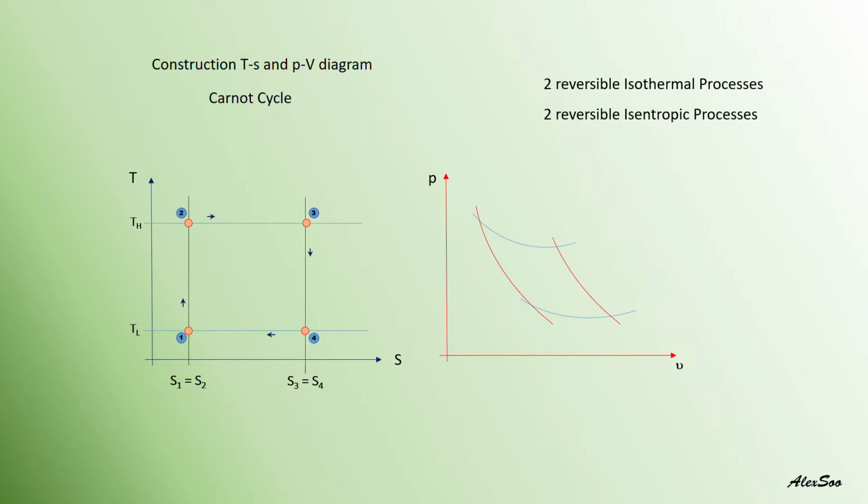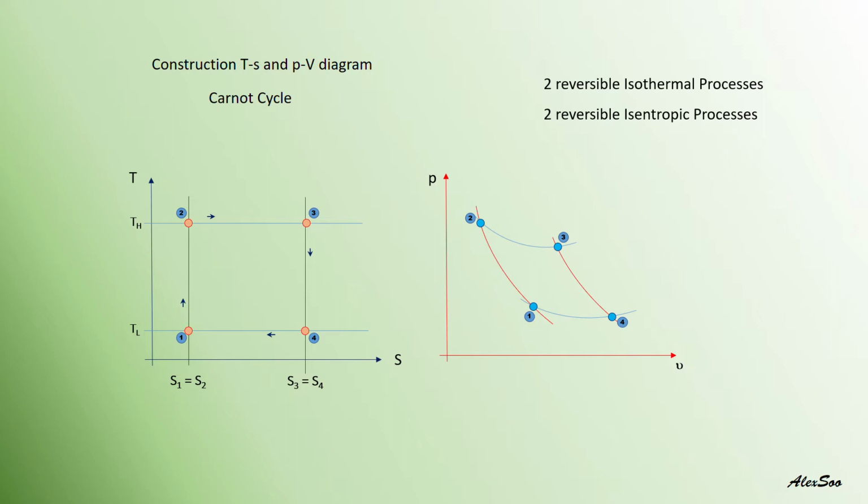Again, here we have 4 intersection points. Just mark down each intersection point. So these are the 4. Since we have 4 intersection points here, there will be 4 processes. Remember, that consists of 2 reversible isothermal processes and 2 reversible isentropic processes. So point 1 should be located at the lower left-hand corner, which is at the lowest pressure, and of course the lowest temperature.